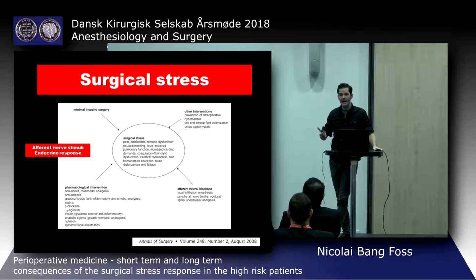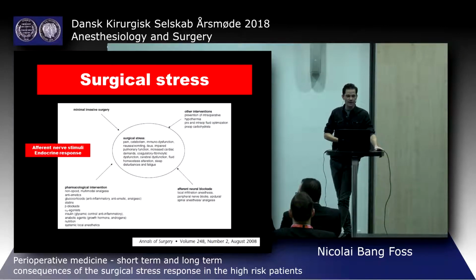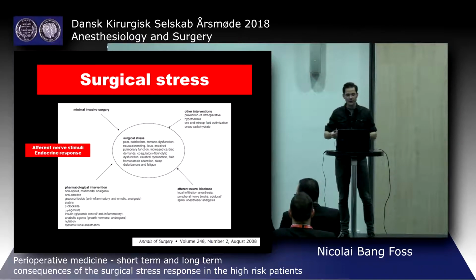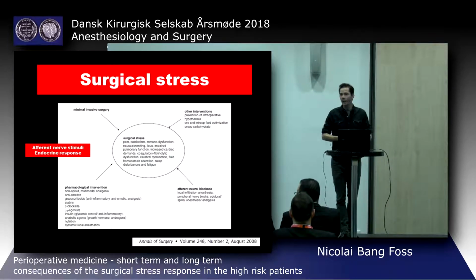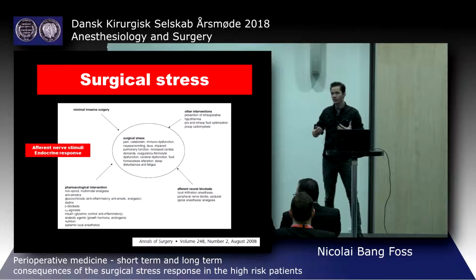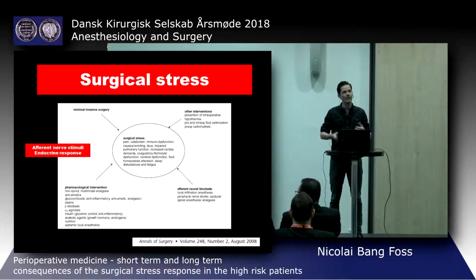response. That means pain, nausea, ileus, respiratory insufficiency, vasodilation, and there are many ways to attenuate the surgical stress. Minimally invasive surgery is being used, afferent nerve blockade, pharmacological interventions, and a whole range of other interventions, glucocorticoids. We have many ways of attenuating the surgical stress.